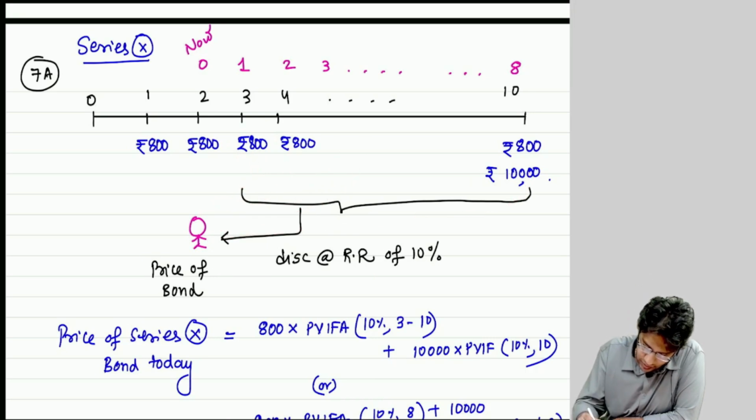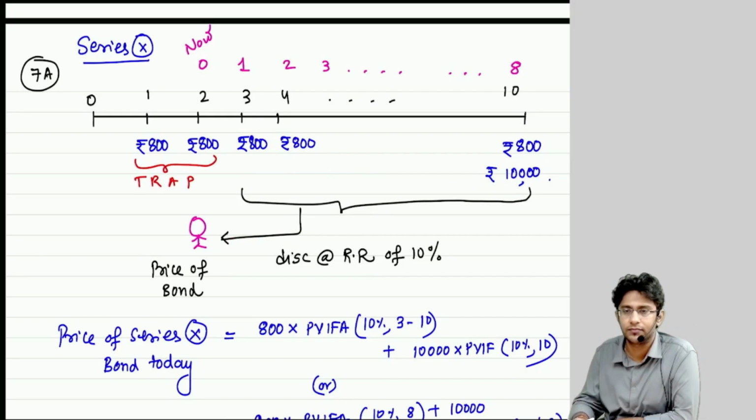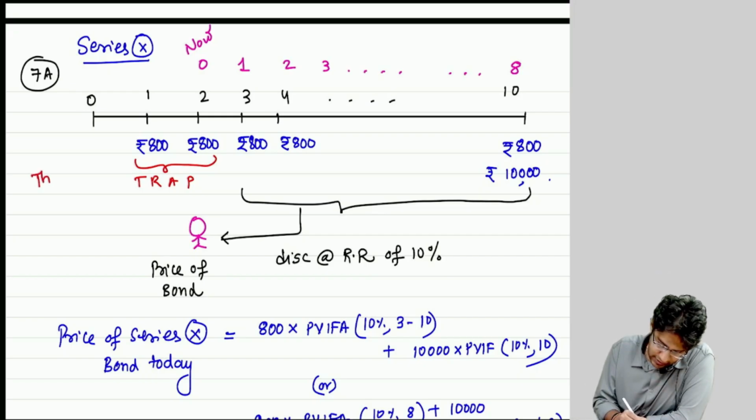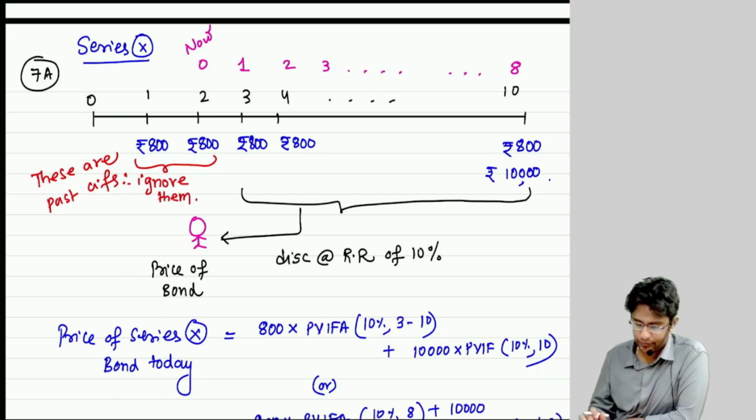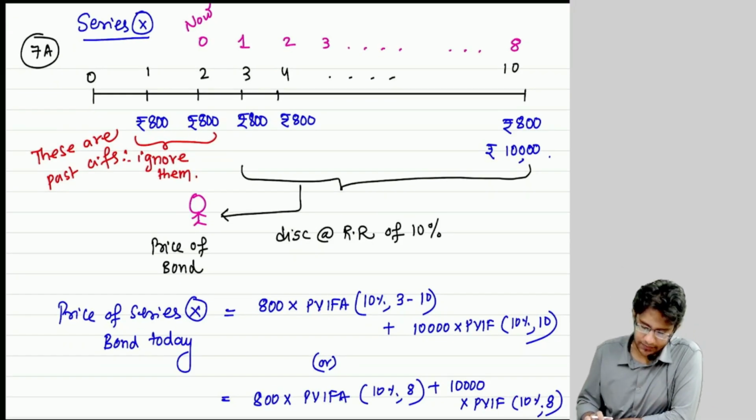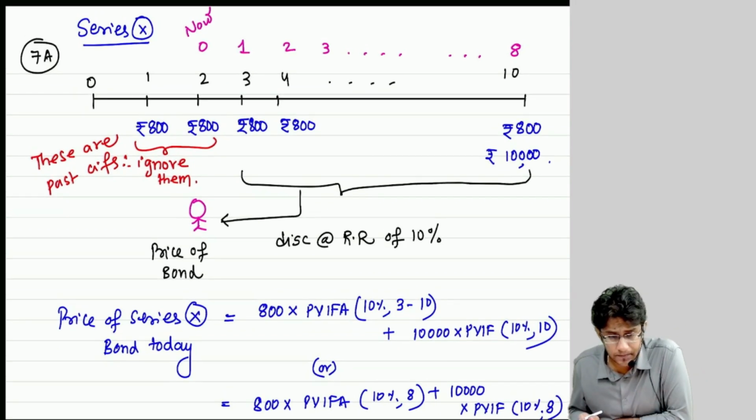Now, what is the trap in this? These two are the trap. Don't touch these. Why? These are past cash flows. Therefore, ignore them. Okay, copy this fast.